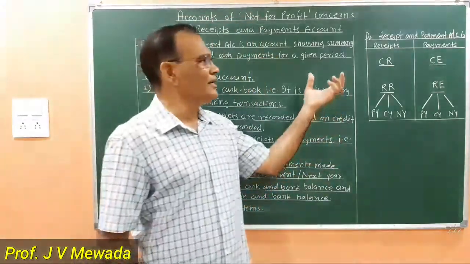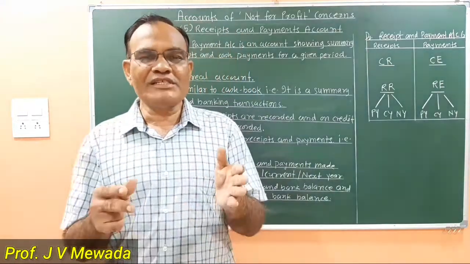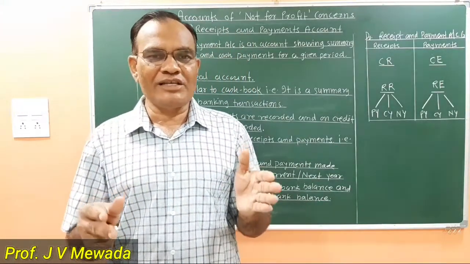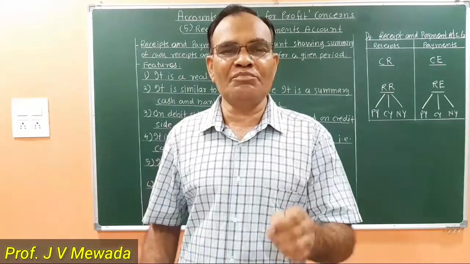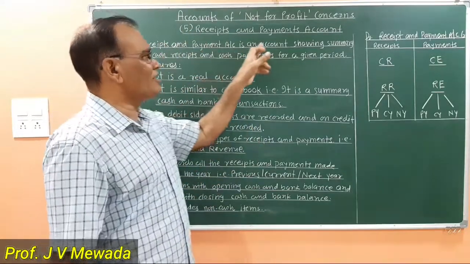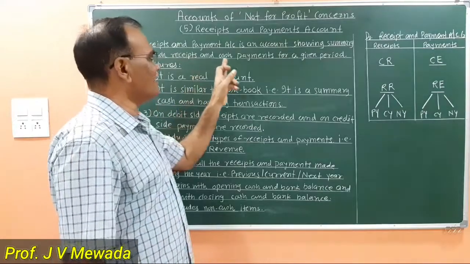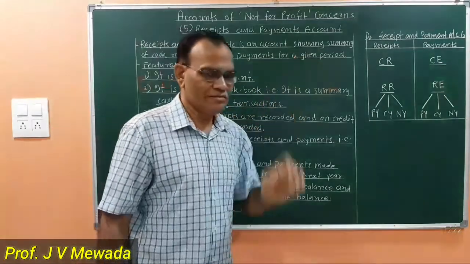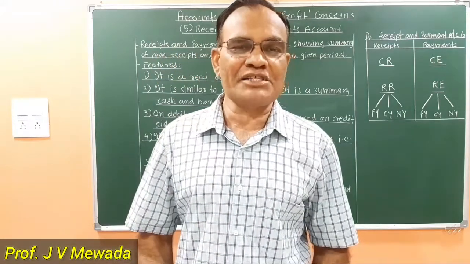What is the given period here? The given period is 1 year. So receipts and payments of cash during 1 year are given in the receipt and payment account. Let us clear it. Receipt and payment account is an account showing summary of cash receipts and cash payments for a given period. So it is a summary. How it is a summary? Let me explain.